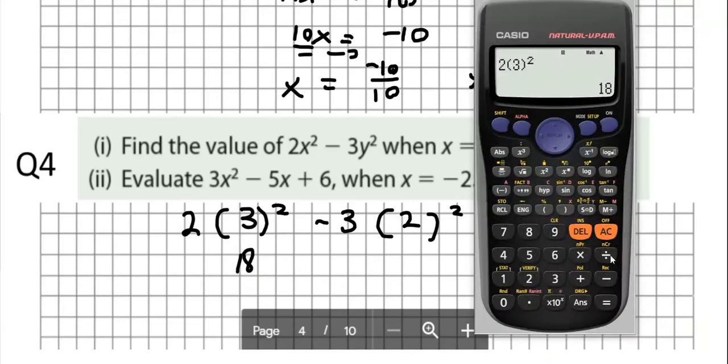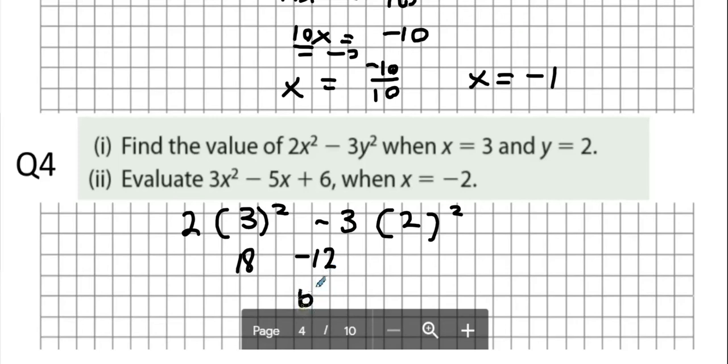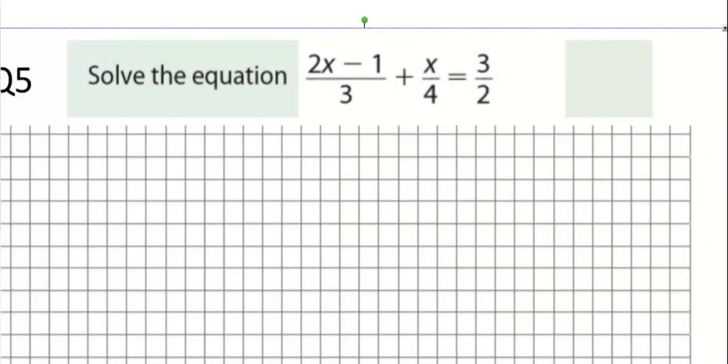Minus 3 times 2 squared should be minus 12. So minus 12, 18 minus 12 is plus 6. Okay. Question 5. Solve this equation.